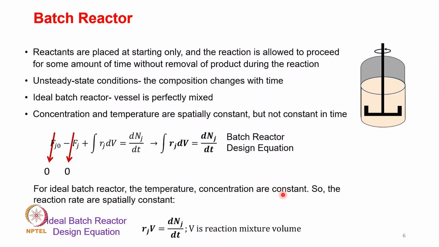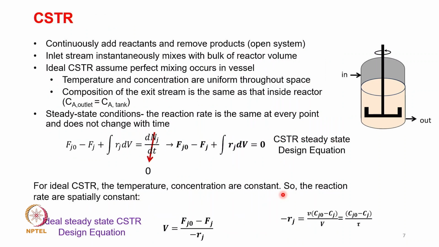So, we are done with the batch reactor. Let us move to the next type of reactor, which is the CSTR. As we have seen before, a CSTR is a continuously operating reactor. We continuously add reactants and also continuously remove products, so it behaves like an open system: things are going inside, things are coming out.